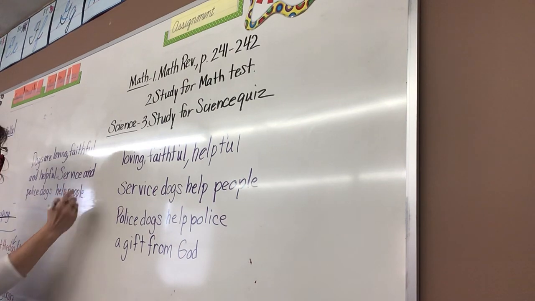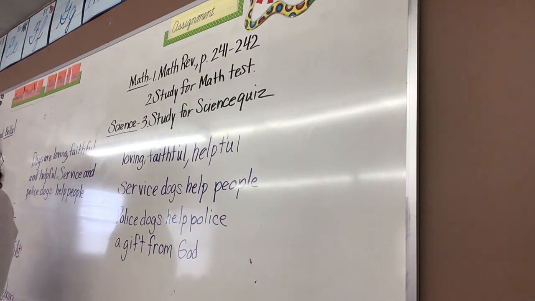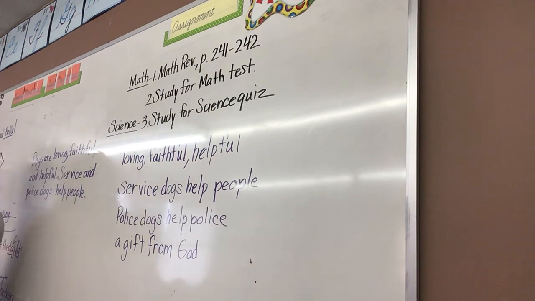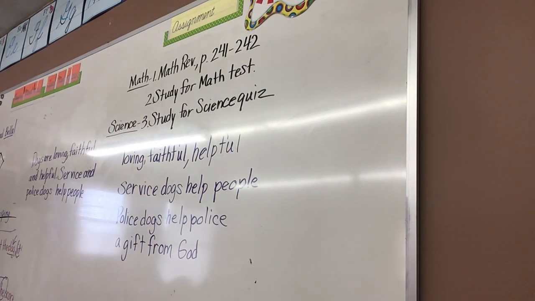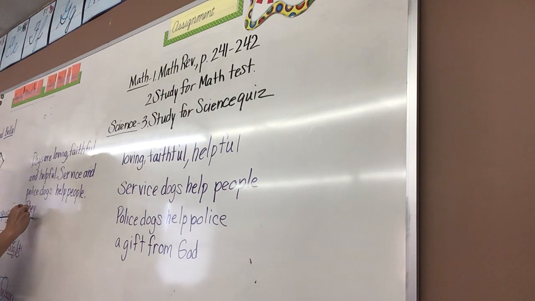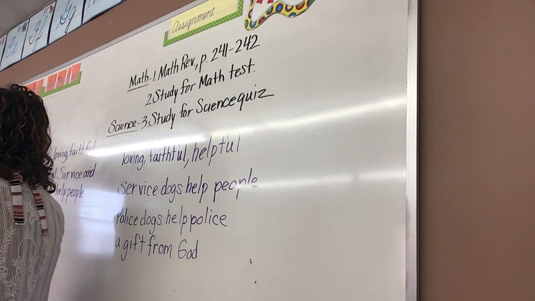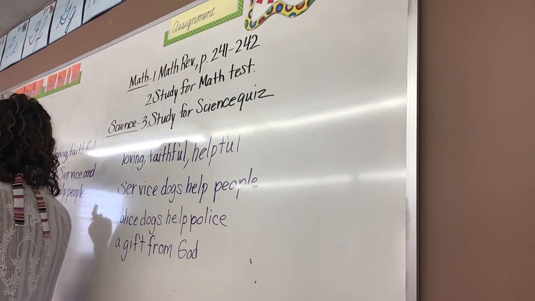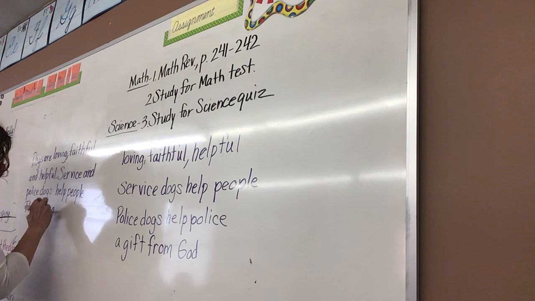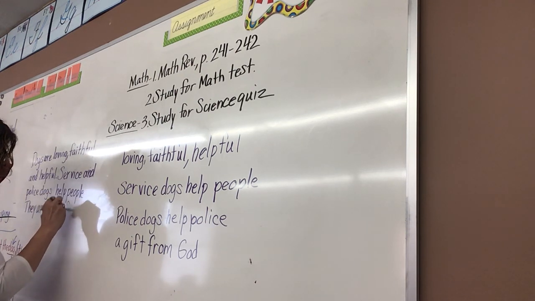And then I wanna include this last idea. What am I gonna say with that last idea? Jonathan? They are a gift from God. Yes, they are a gift from God. So we took that long informational paragraph and we turned it into, how many sentences? 3. That is what summarizing is.